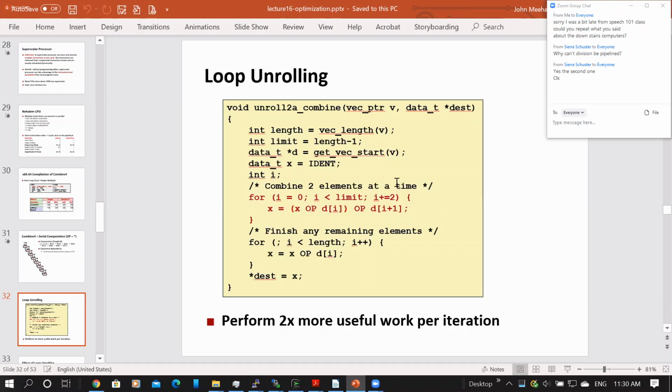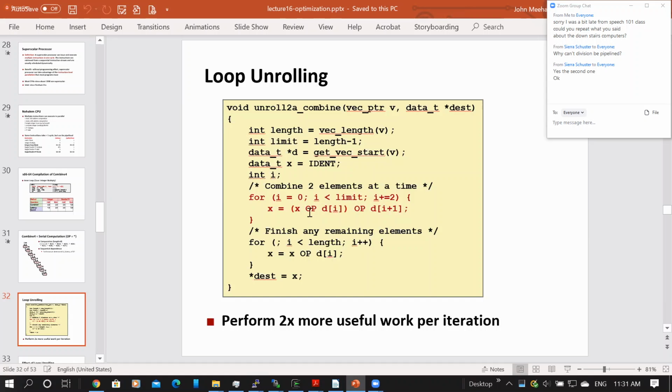So the first attempt at loop unrolling we'll look at is, well, let's just do twice as many operations per loop, and then we'll increment the loop counter by 2 rather than 1. And we'll take the X, which is our temporary that we're accumulating into hopefully a register, right? We'll do the operation on it with that piece of data, get the result of that, and then we'll do this operation over here with the result.